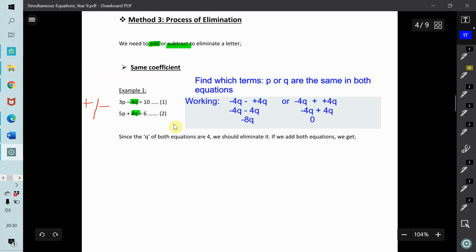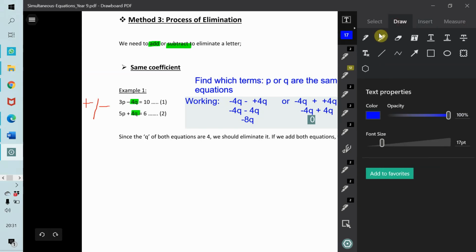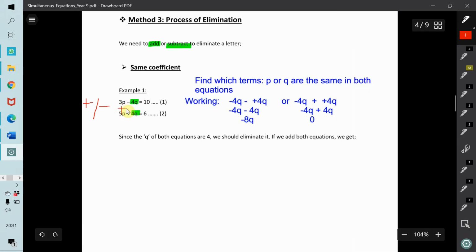So what do I have to do? Should I place a minus to eliminate the 4Q's, or do I need to place a plus to eliminate the 4Q's? And as this working suggests, from my answers of this working, for me to eliminate, for me to get the 0, I need to place the plus. So I'm going to go back and put a plus between each one of them. Okay?